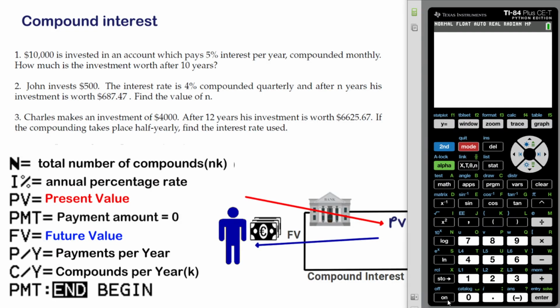First of all, let's have a look at the Finance app. So you go to Apps, Finance, TVM Solver. So these are the things we're going to have to enter for each question. So I've got them listed here.